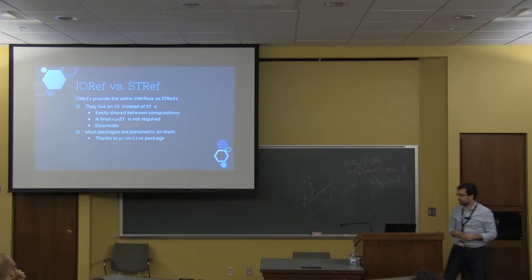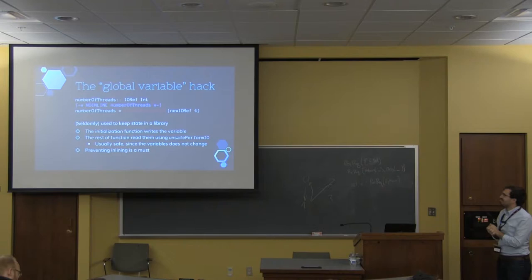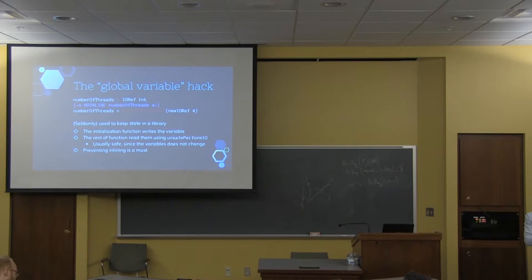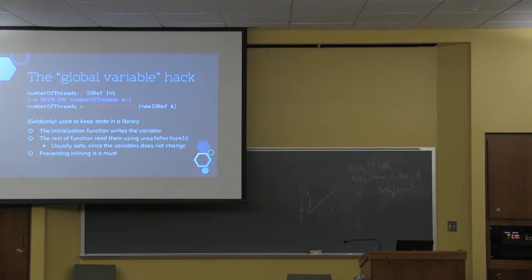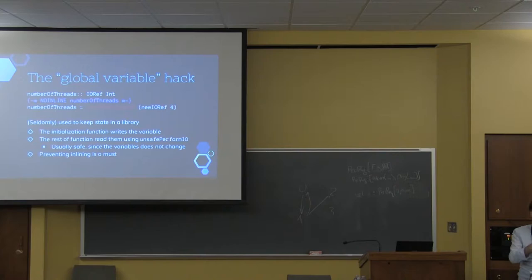To finish with this, I can't stop without mentioning the terrible global variable hack that people use. And this only works in GHC because of a very special combination of things. The idea here is that when some people want to keep a global state in a library, instead of having a variable going around all the time, they think, well, I will just put it in an IORef, and then when I need this variable, I will read it and then use unsafePerformIO to treat it like a pure thing. Of course this will only work if you are very careful in only initializing the variable once, and all the other times you are really treating this as a constant.